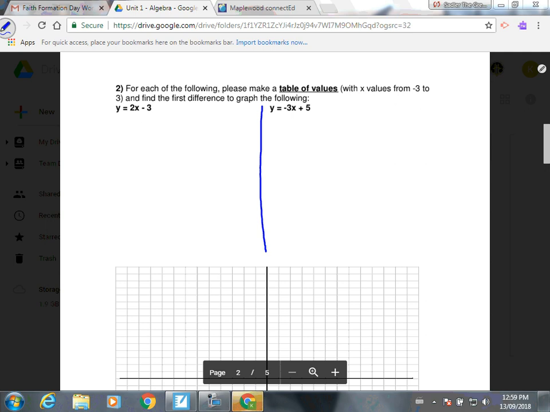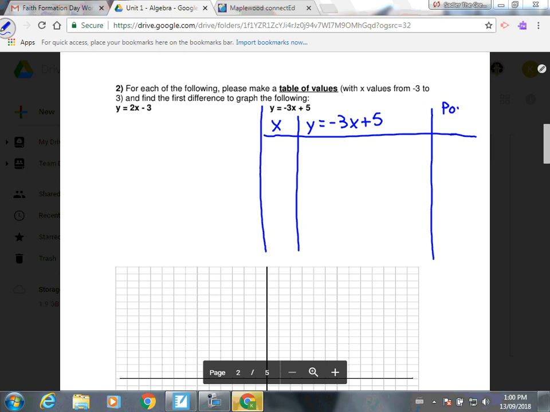Okay, so it says here, for each of the following, please make a table of values. If you remember what the table of values was, it looked something like this. Under here, we're going to put from -3 to 3. Actually, I'm going to change my mind. We're going to go from -2 to 2, just so we save room. If you happen to go -3 to 3, that's fine. If you don't have room, just go -2 to 3, that's what I do here.